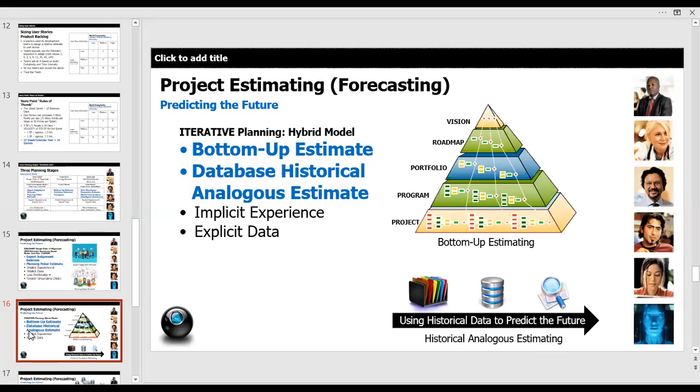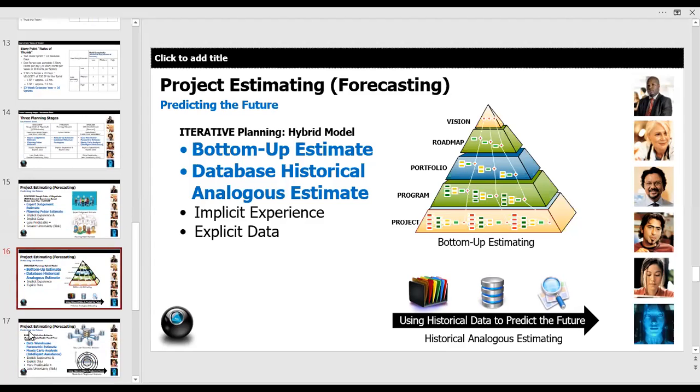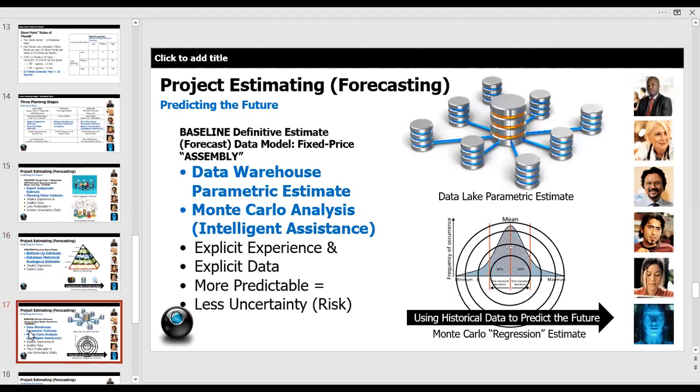This has been the case from the very beginning of this course. You started off with pure expert judgment, then planning poker. Then you added some implicit experience: hey, yeah, we did that project before, but now you've got some explicit data in our database. Great. Then that leads us to the ultimate, which is the baseline.